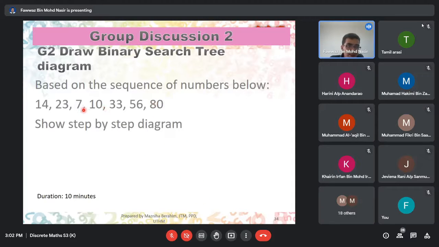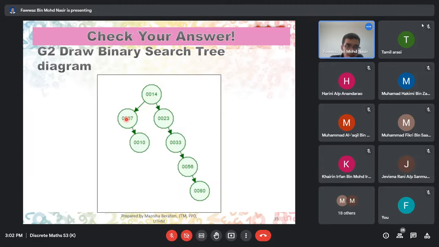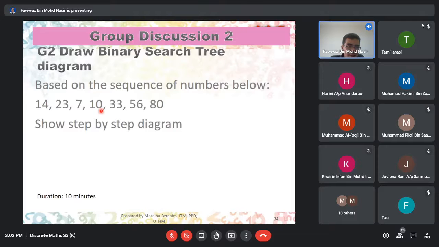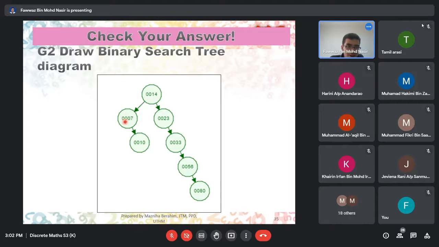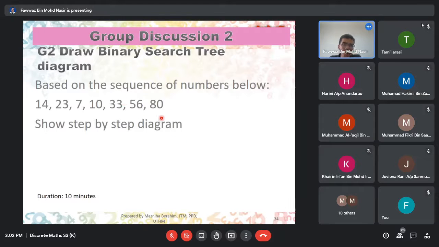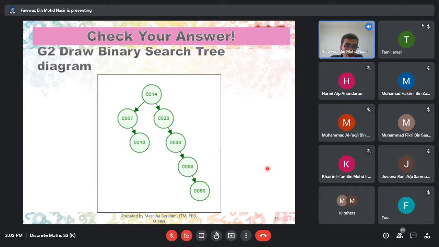Okay, so 7 is less than 14, so dia jadi left child of 14. Okay, 10 is less than 14, but greater than 7, so dia jadi right child of 7, and so on. So we just compare the value of all these items, and kita masukkan dia at the appropriate position, whether on the left as the left child or the right child of the nodes in the tree yang kita dah masukkan. Okay, jadi maksudnya semua boleh buat kat ini. Ini dia agak straightforward, we just compare the values.